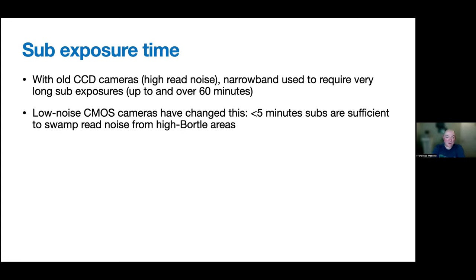But low noise CMOS cameras have changed this. Nowadays, with the modern CMOS cameras, the readout noise is so low that less than 5 minutes are sufficient to swamp read noise, even from Bortle 9. You can do it from Bortle 5 or Bortle 6 and still swamp read noise.